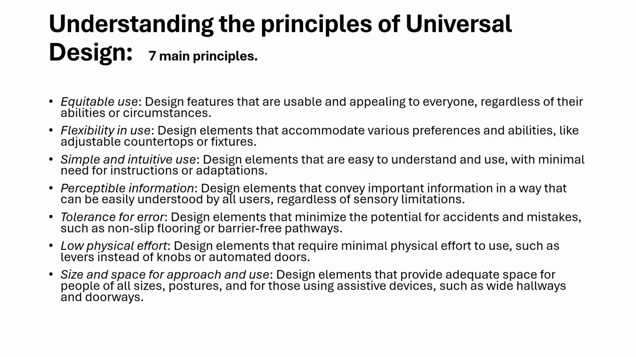There are 7 main principles of universal design or UD. The first is equitable use. So the idea that it's usable by all. Next, flexibility in use. There are design elements that can accommodate variances, preferences, and abilities, such as adjustable countertops, fixtures, styles of painting, etc. Simple and intuitive use. We use very simple design elements so that they fit with all and have minimal need for adaptation. Perceptible information. Design elements that convey important information in a way that can be easily understood by all users.